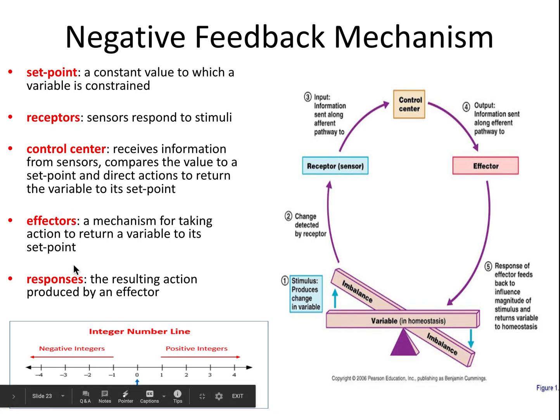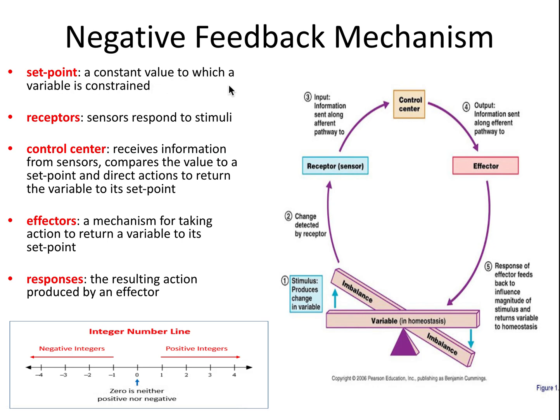There are a few vocab terms when you talk about a negative feedback loop, and this picture will show you the whole process. Let's say there's an imbalance right here. The set point, which is usually a constant value that your body wants to stay at, so picture body temperature maybe, is all of a sudden constrained. Something is pushing it past its limit. So there's going to be a change detected by a receptor.